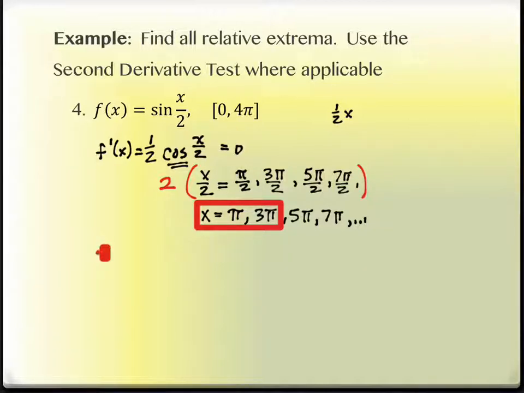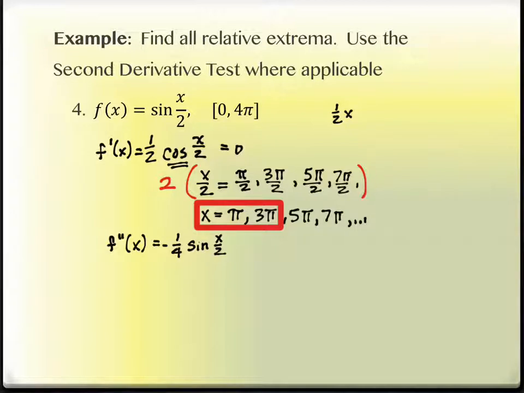So I need to find the second derivative of my function. So what is the derivative of 1/2 cosine x over 2? -1/4 sine x over 2. Okay, so cosine becomes negative sine. So that's the negative. And then the derivative of the x over 2 is another 1/2, which makes it 1/4. And the angle stays the same on the inside. So everybody see where all those pieces came from?